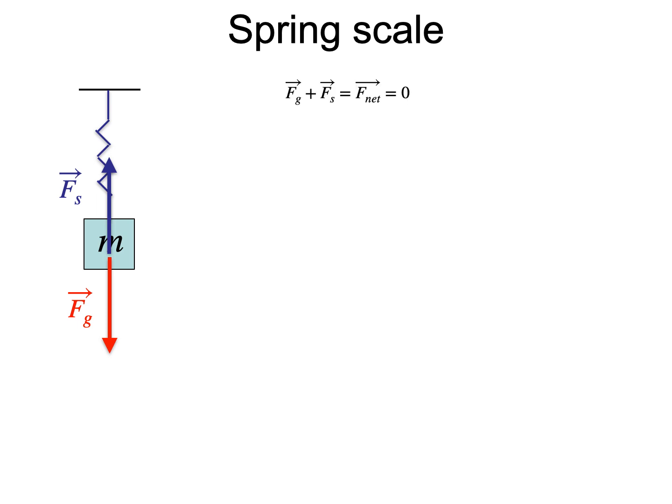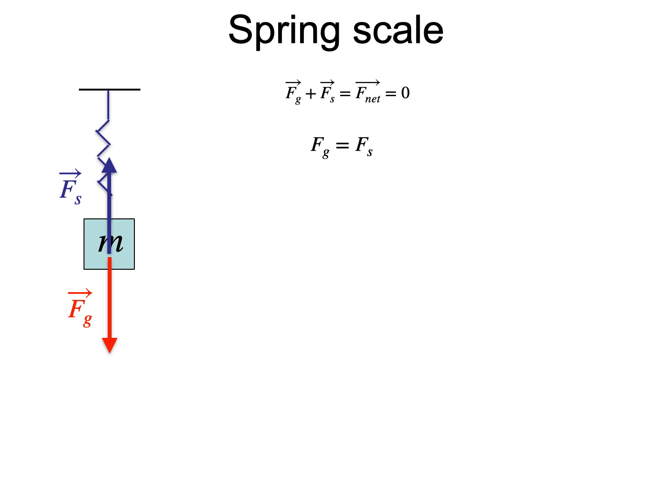Consider the following situation. An object of mass m is attached to a spring which is itself attached to the ceiling in a location near sea level at the equator. The object is not moving. So, according to Newton's first law, the net force on this object is 0. 2 forces are acting on this object, the gravitational force and the force due to the spring. The sum of these 2 forces equals the net force, which is 0. It means that the magnitude of the gravitational force is equal to the magnitude of the force due to the spring.